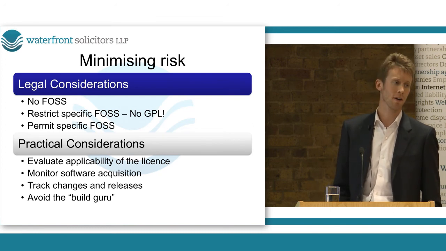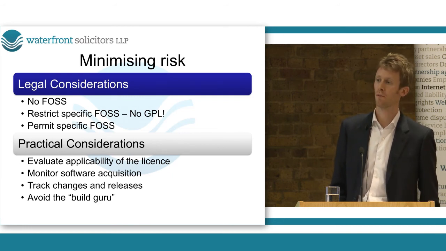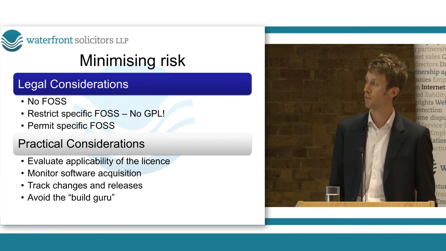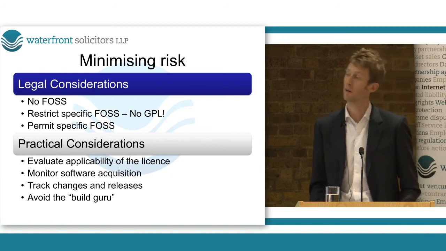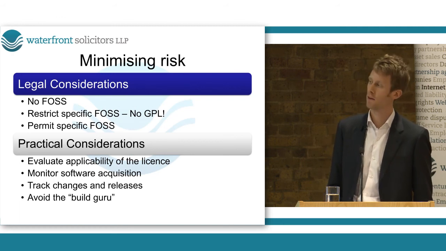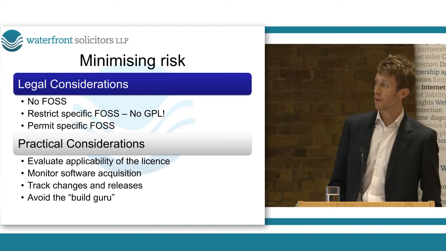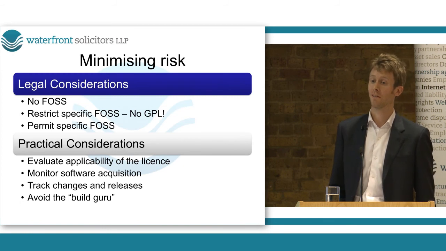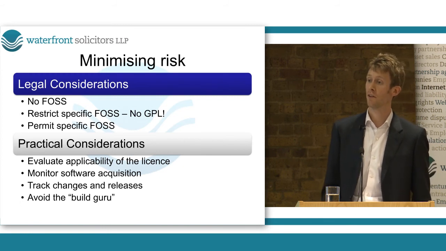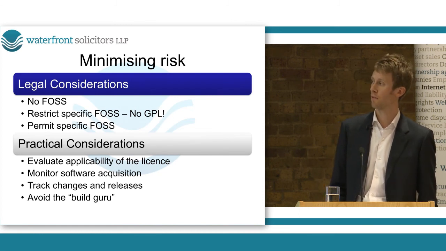That's probably not very realistic, especially from the developer's point of view, and also the customer's, because using no free and open source software means increased development times, and the cost is likely going to be a lot higher because the developer is going to be building from scratch. The other option is to restrict specific free and open source software. So you have a clause in your agreement which effectively says that you can use free and open source software provided it isn't licensed under the GPL, or in fact any licenses that have similar clauses to the General Public License. And then the third option is permitting specific open source software.